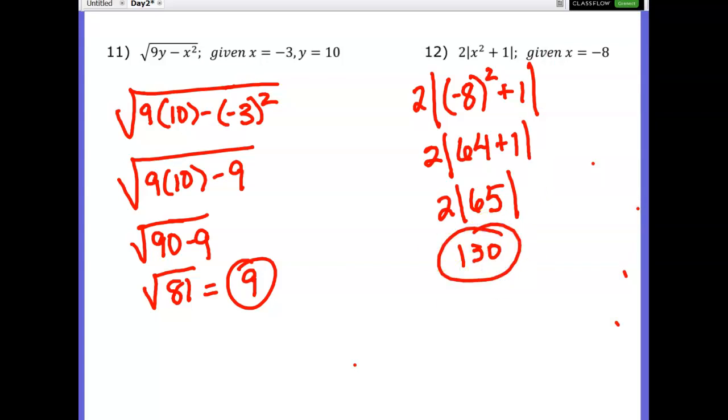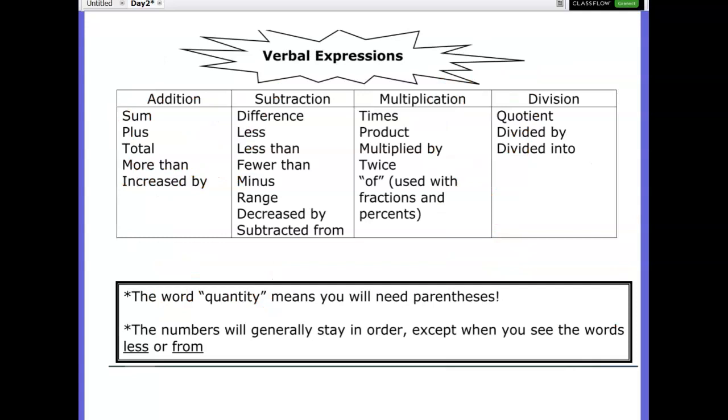Okay, the last part of the notes today, we talked about verbal expressions, and these are all words that will help you with word problems. So this page here is really for reference. When you start interpreting your word problems, you should note the word quantity usually means you need parentheses. The numbers will generally stay in order except when you see the words less or from. The keyword than we're going to be looking for.